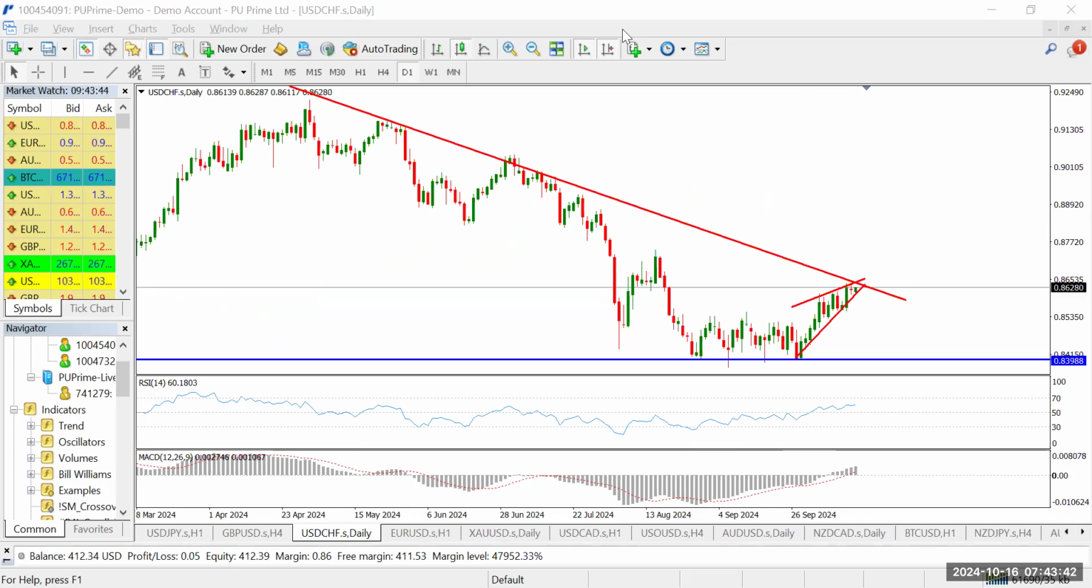CJ, can we use pending order and at what range? CJ, I believe you mean CHF JPY. So let's check.